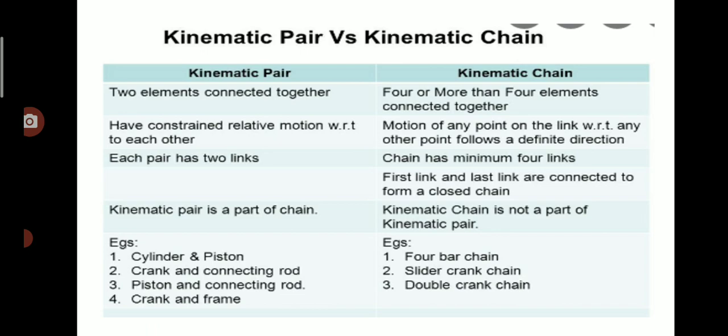Let us understand the difference between kinematic pair and kinematic chain. In case of a kinematic pair, two elements are connected together, while in case of a kinematic chain, 4 or more than 4 elements are connected together. A kinematic pair has constant relative motion with respect to each other, while in a kinematic chain, motion of any point on the link with respect to any other point follows a definite direction. Examples of kinematic pairs are cylinder and piston, crank and connecting rod, piston and connecting rod, crank and frame. Examples of kinematic chains are 4-bar chain, slider crank chain and double crank chain.